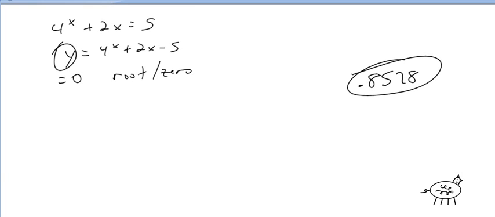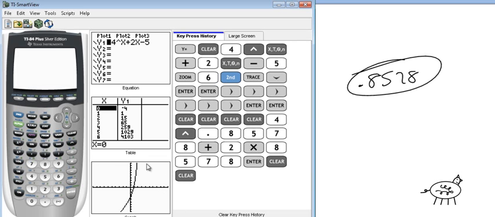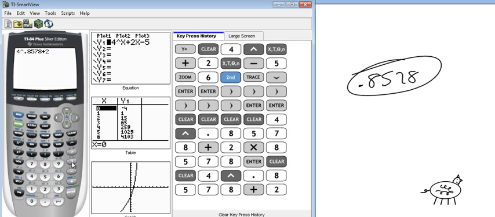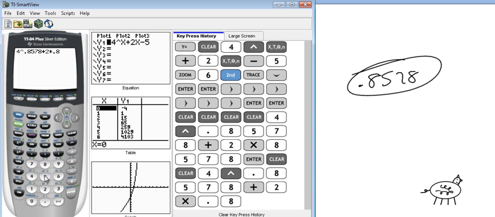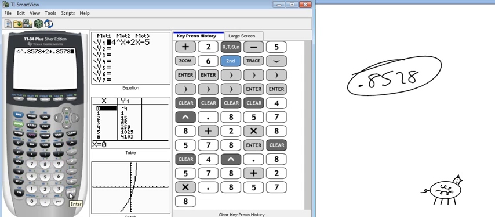Okay, and you can check it, right? I mean, obviously it's a little bit of a rounding error. Okay, and then we can test this on our calculator just by kind of typing things in a little bit. If you don't have time to do it, you don't do it. But if you have time, plug it in. So we're going to do 4 raised to the 0.8578 plus 2 times 0.8578. That should be really close to 5. Yep, there it is. 4.999. Really close to 5. So we definitely did the right work here.